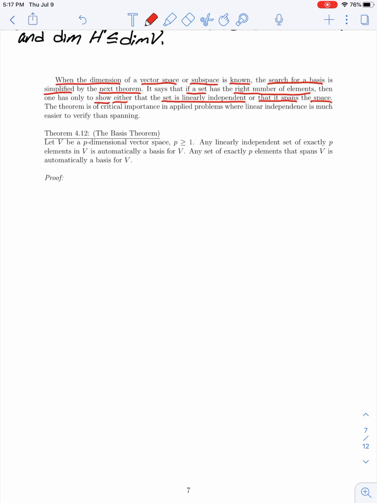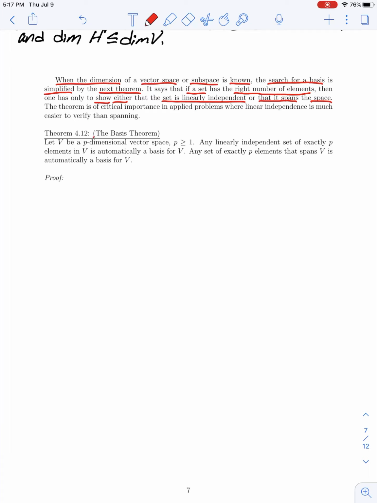Now, this next theorem will say as long as we know the dimension of a vector space or a subspace, that is, we know the number of vectors that are supposed to be within a basis, we only have to show that a set with that number of vectors is linearly independent or that it is a spanning set of our vector space. We don't have to show both. However, we do have to know the dimension of that vector space.